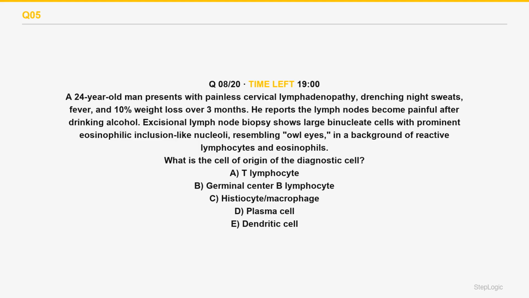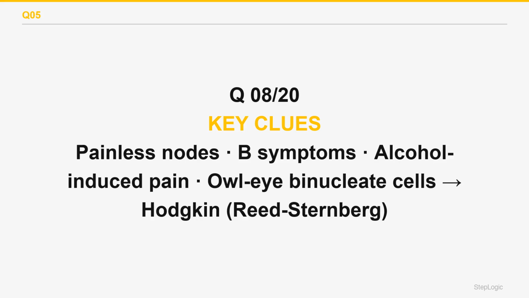Read the command: cell of origin of the diagnostic cell. Painless lymphadenopathy, B symptoms, alcohol-induced pain, binucleate cells. Reed-Sternberg cells of Hodgkin lymphoma. The diagnostic cell is the Reed-Sternberg cell, a large cell with two mirror image nuclei, each containing a prominent eosinophilic nucleolus, giving the classic owl-eye appearance.